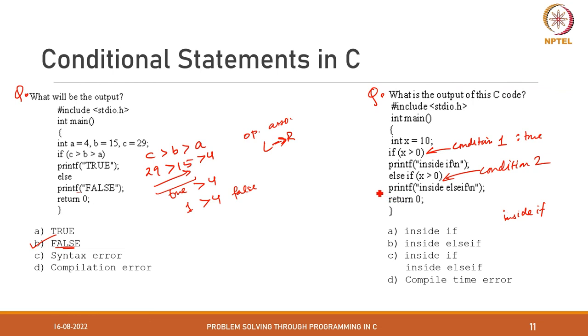For this statement to be printed, condition 1 has to be false and condition 2 has to be true. Only then will this particular statement be printed. So condition 1 itself is true, so this particular printf statement will never be executed. Even if this condition is true, it does not matter, because condition 1 has already become true. So in this case, only inside if will be printed. So the answer will be A, inside if.